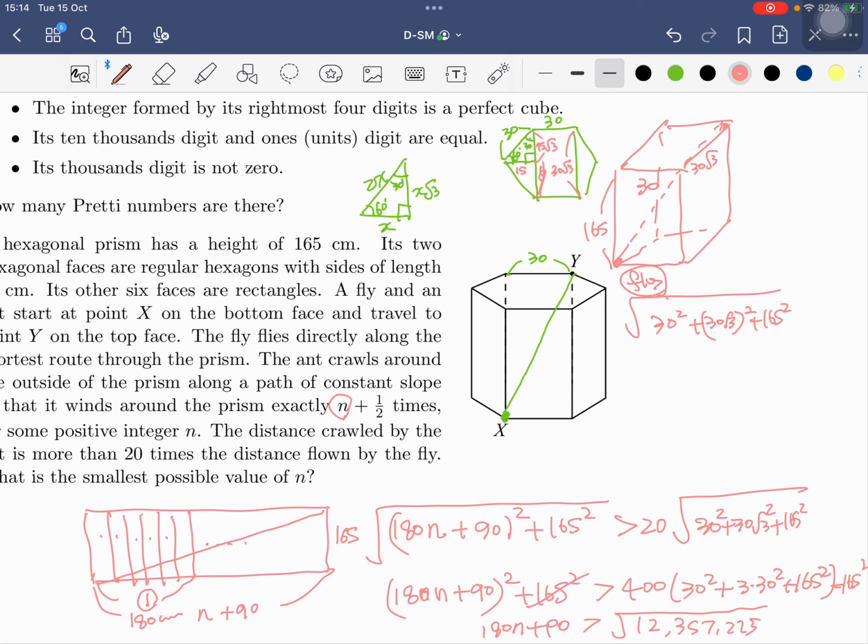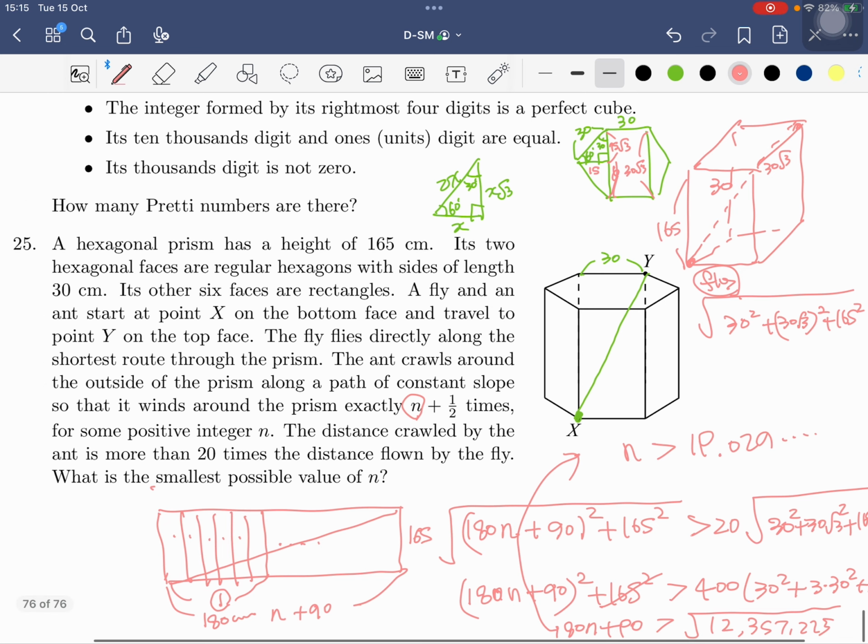So I'll take the square root to find 180n plus 90. Then n minus 90, over 180. When I calculate this inequality, n is larger than 19.029 and so on. So therefore, the smallest possible value of n is 20.